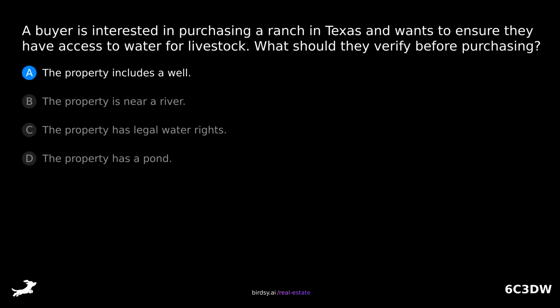Is it A, the property includes a well? B, the property is near a river? C, the property has legal water rights? Or D, the property has a pond?